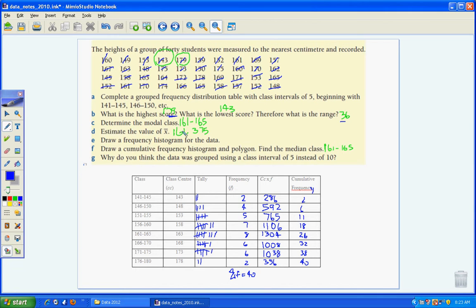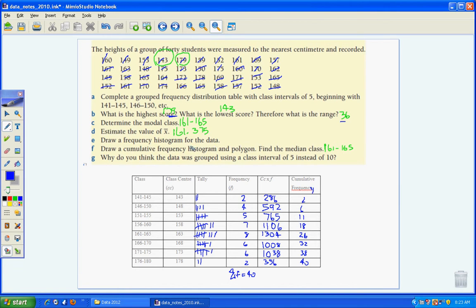The value of x bar, which is the mean, I actually put all these into the calculator, but you can get the sum of the scores. I got the sum of the scores by multiplying the class center by the frequency to get 268, one times 143 is 268, and so on. And then sum all those, divide it by 40, and that's going to give you your mean.